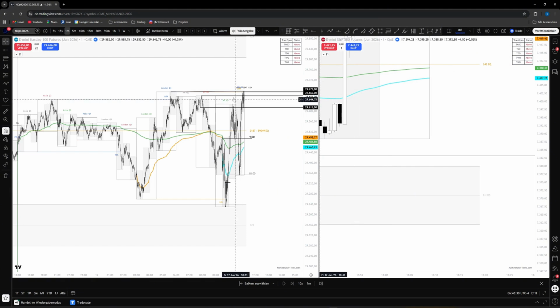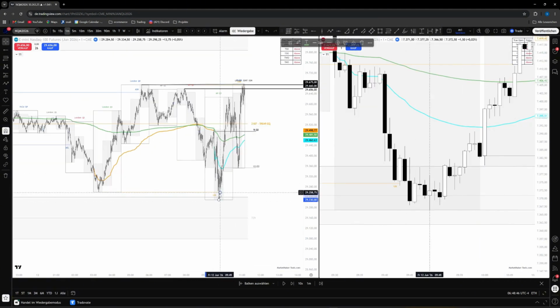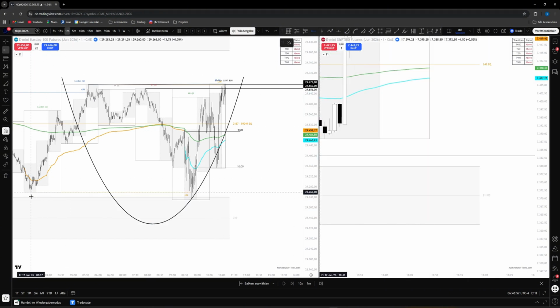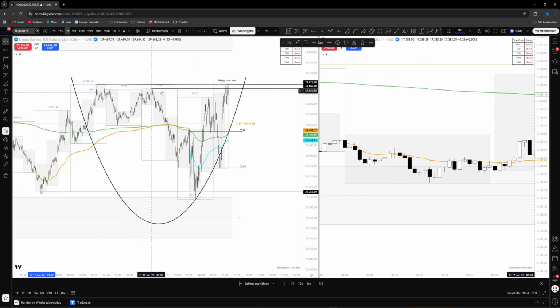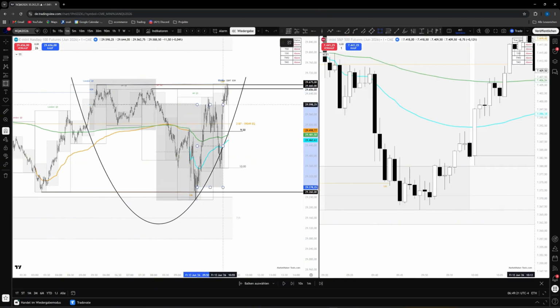And what do you notice? If we remove all these things, you can see that this is truly an extremely beautiful market maker model. We took out liquidity here. We tapped into the point of interest, got a CST, and up here we really have an accumulation and two stacked highs, then the manipulation, and then on the right side the distribution.